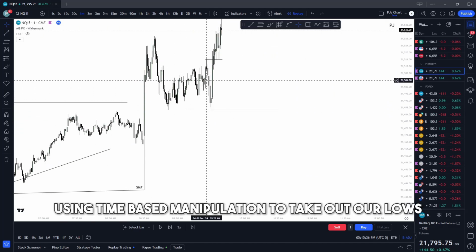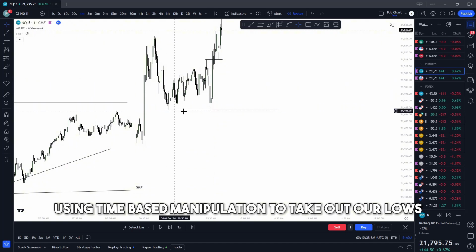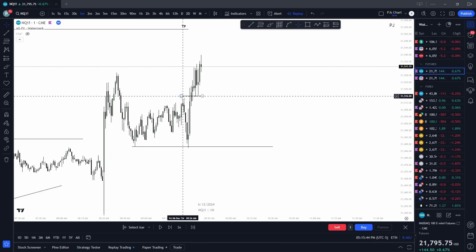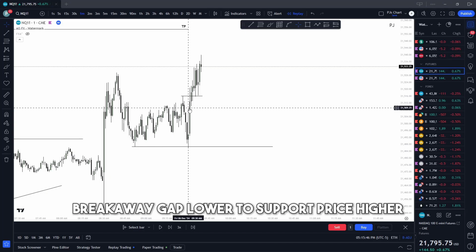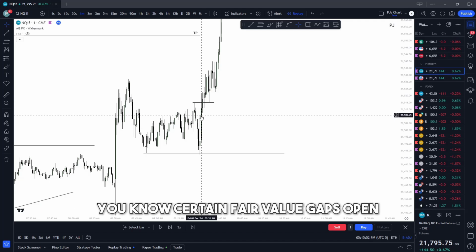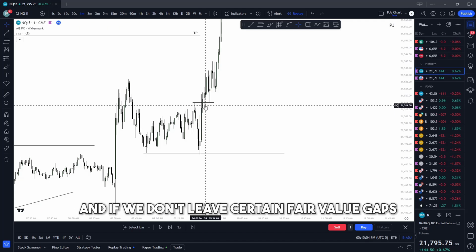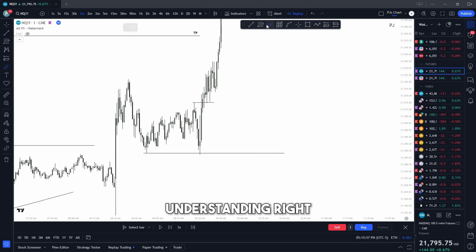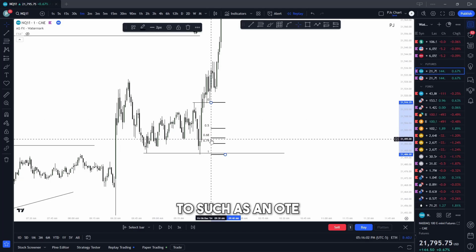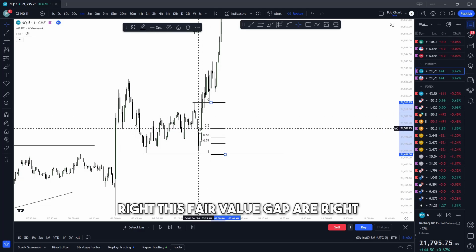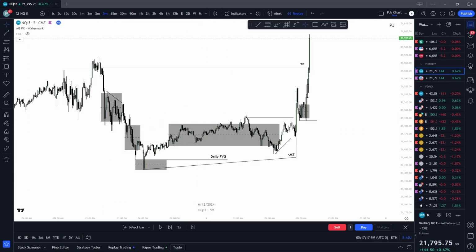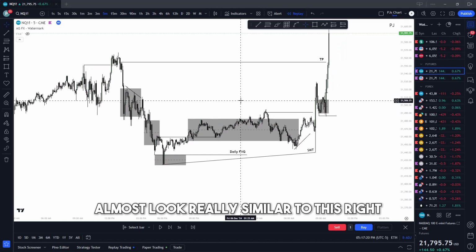Also, using time-based manipulation to take out our lows and then deliver higher. Also, after creating, right, a breaker, using that breakaway gap lower to support price higher and continue to our final take profit, leaving certain fair value gaps open. And if we don't leave certain fair value gaps, understanding, right, where price may break back down to, such as an OTE, right, this fair value gap, or this order block down here, and understanding the low is protected. You're going to see every trade almost look really similar to this, right?